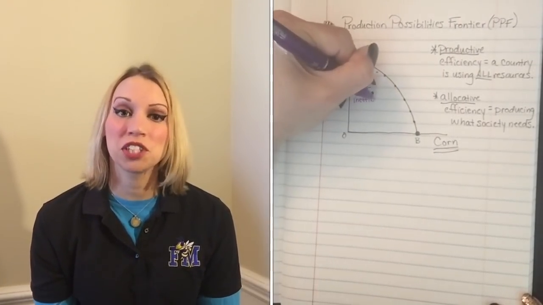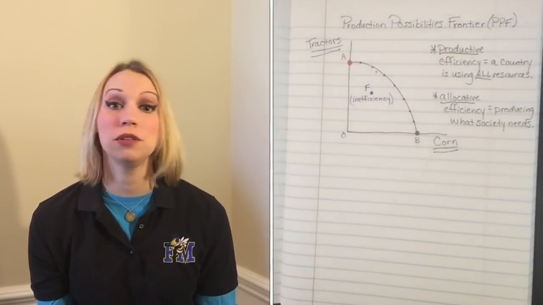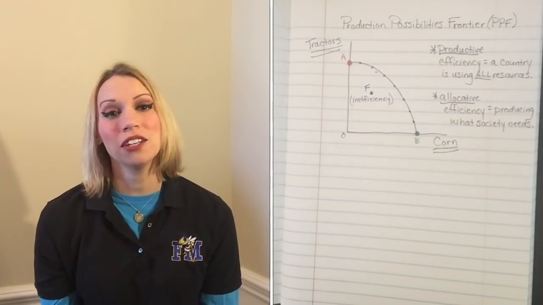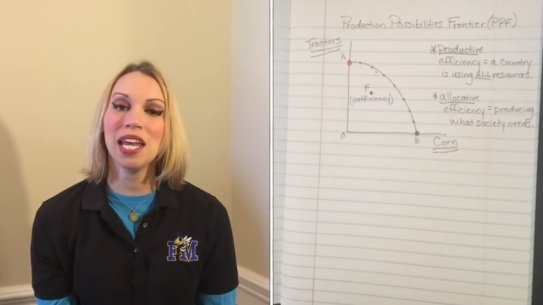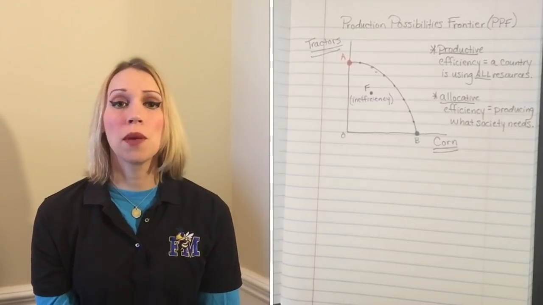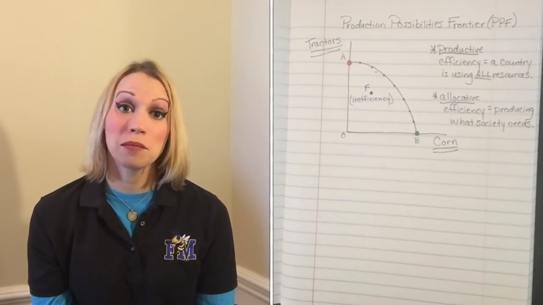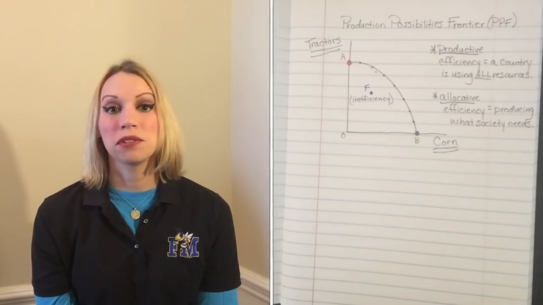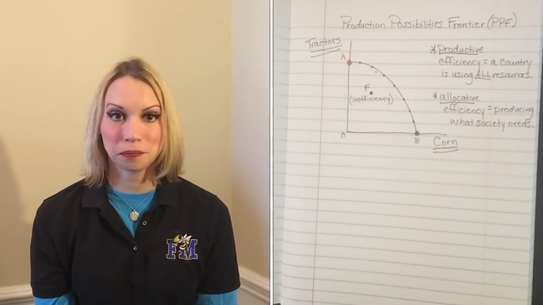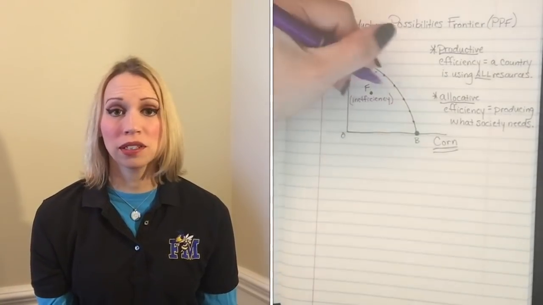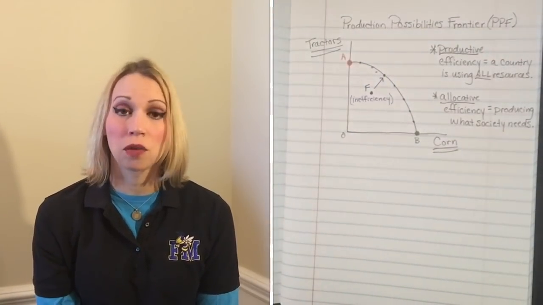We call this inefficiency, because they have the ability to produce way out there on that line if they used everything that they had. But they're not using everything. They're being wasteful. They're not being efficient with their resources. So any point under the curve represents an inefficient use of resources. And a good example is unemployment. You have people in your country, but for some reason, they're not all working. So unemployment is a type of inefficiency. Now, if you put those people back to work, then you just move from a point under the line to a point on the line. You're finally using what you already have.